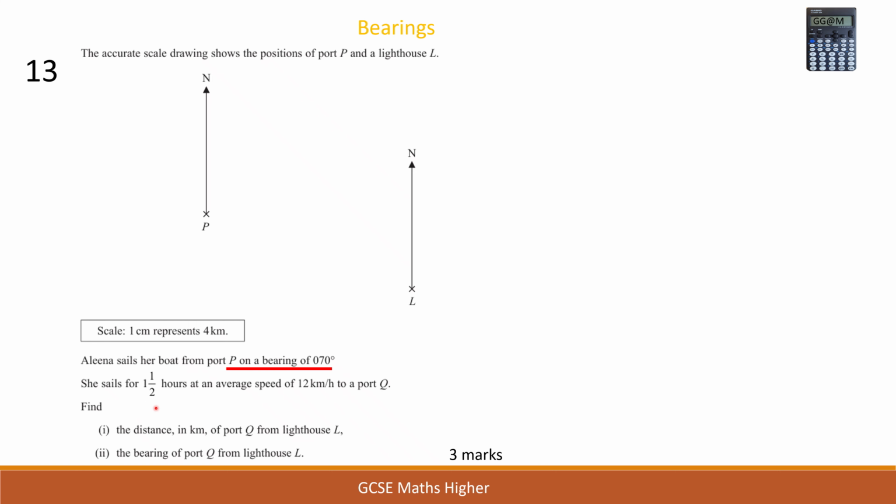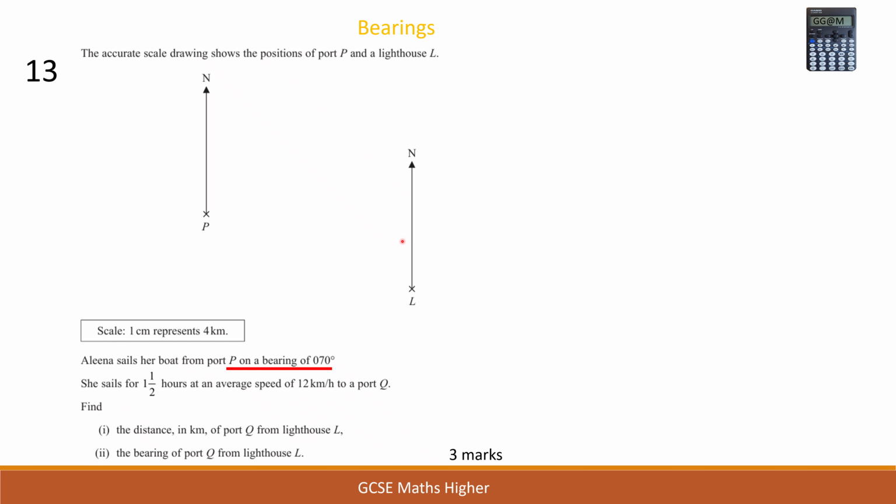She sails for 1.5 hours at an average speed of 12 kilometers per hour to a point Q. You've got to find the distance in kilometers of port Q from the lighthouse L. So here's the lighthouse L, so you've got to measure the distance from Q, and you've got to measure the bearing of point Q from the lighthouse. So from the lighthouse, wherever Q ends up, so say Q's over here, you've got to take the angle from here, from north, measuring round to that distance there, Q, wherever Q is.